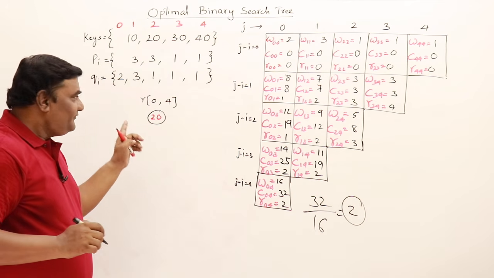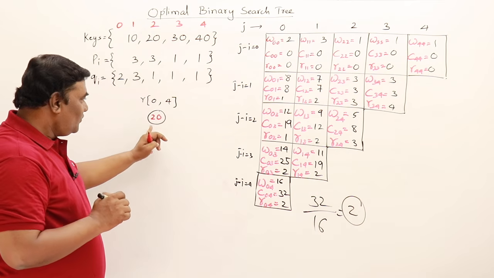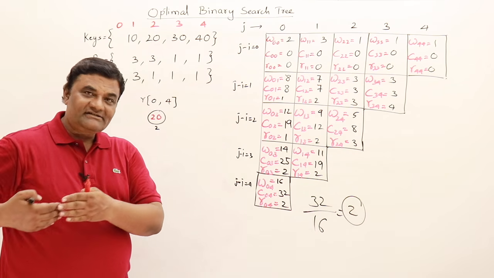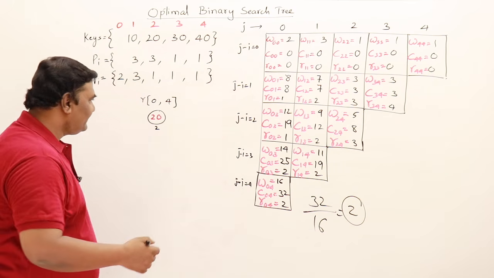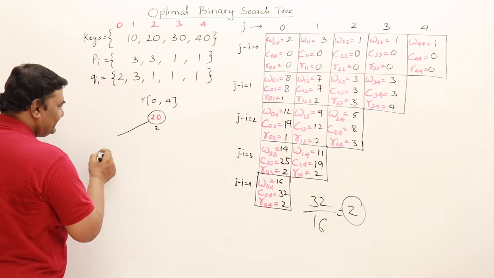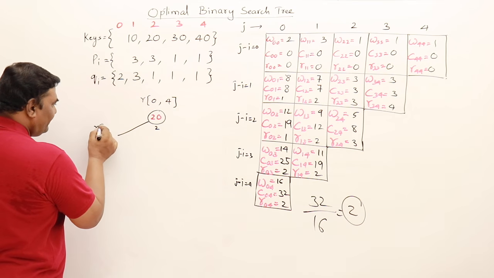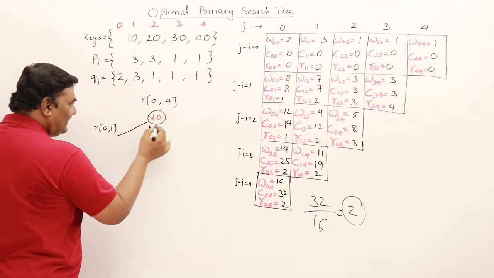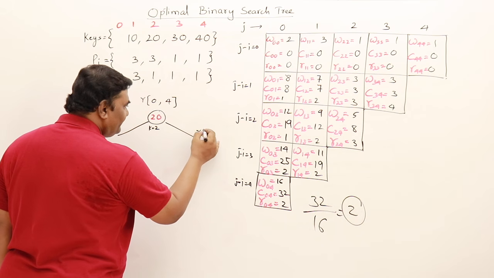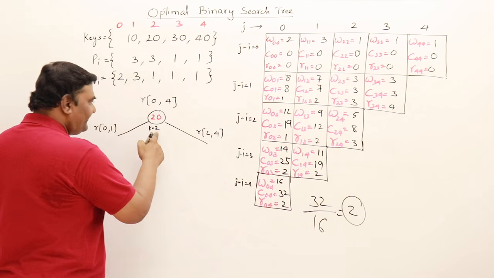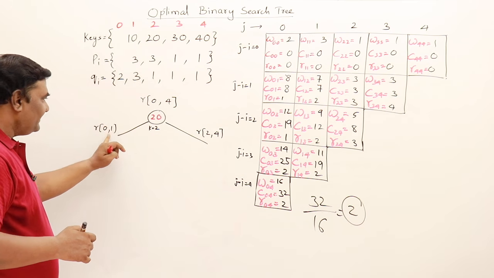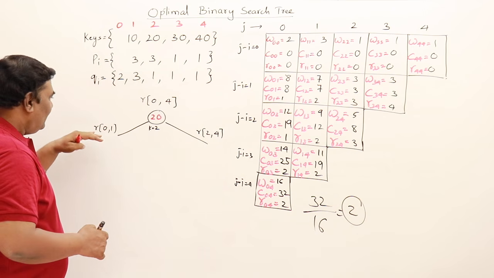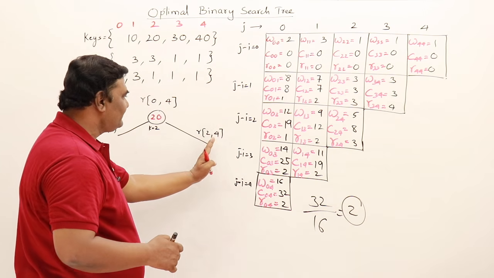So I will write 20 here. If you remember the formula, when the root is the second key, as it is here, the left-hand side values come on this side and the right-hand side values go on that side. Root of 0 to 4 is 2 here, so this should be 0 to 1, and k is 2, so this should be 2 to 4. Whatever k is, the left-hand side is i to k minus 1 and the right is k to j. Same method, based on the formula. Now here I have 0 to 1 and this is 2 to 4.